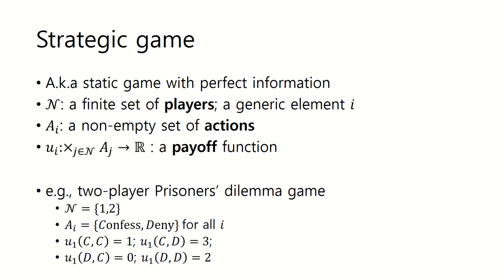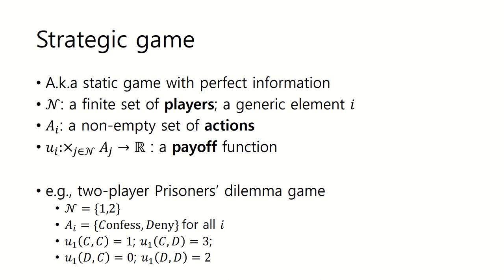And for each player, there is a set of actions. So there are two possible choices. One is C, the other is D. C stands for confess, D stands for deny. So these prisoners who are rightly suspected as the criminals, they are arrested. They are in different rooms, and they can either confess their crime or they can deny. So each player, each prisoner, can confess or deny. So there are two actions available.